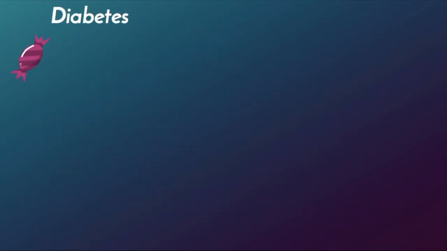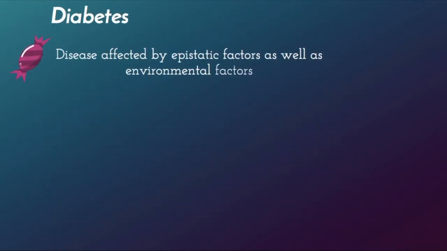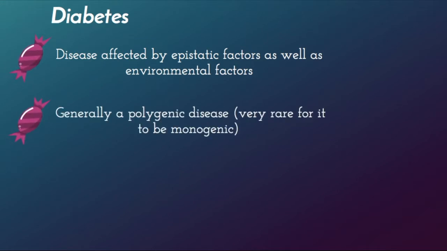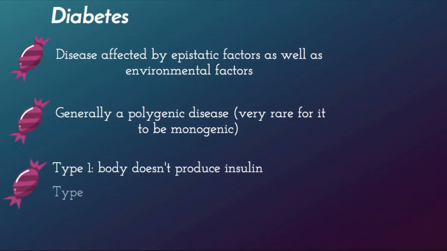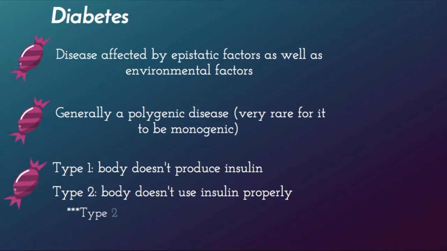Diabetes, a disease affected by epistatic factors as well as environmental factors. Generally, a polygenic disease. Type 1, the body doesn't produce enough insulin. Type 2, the body doesn't use insulin properly. Type 2 is more genetic based.